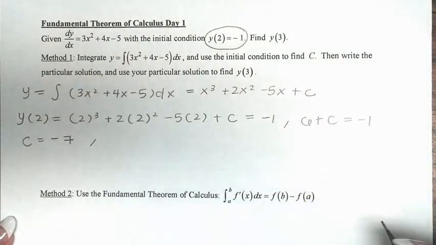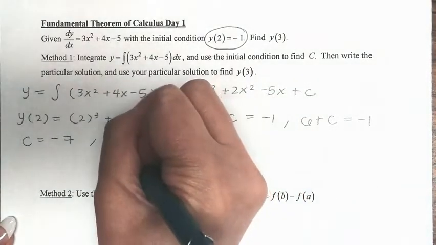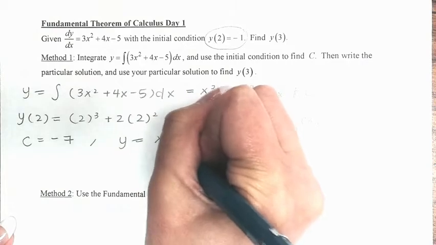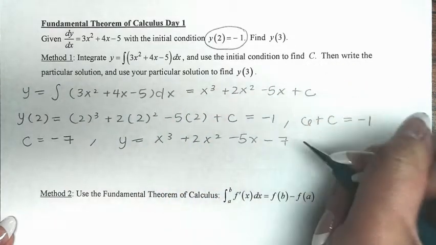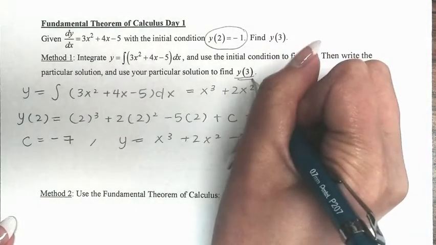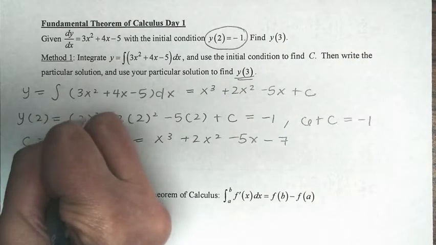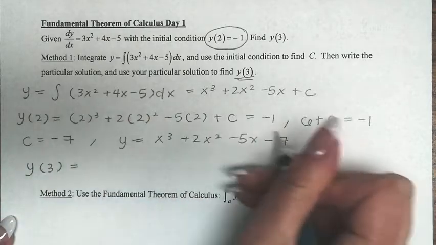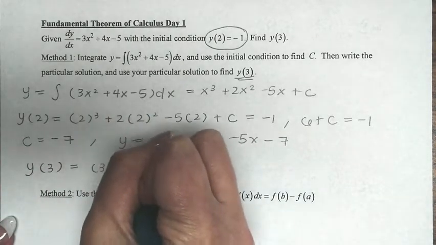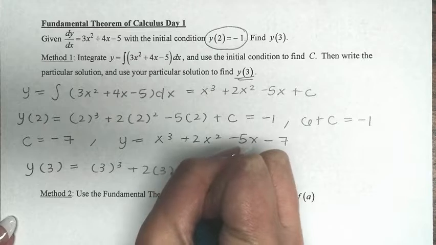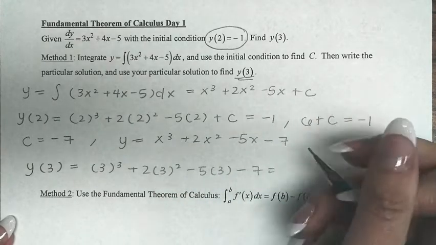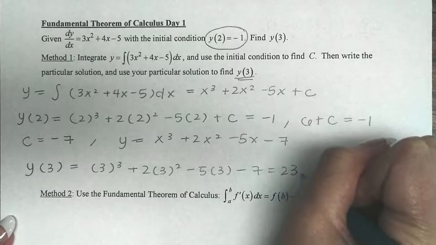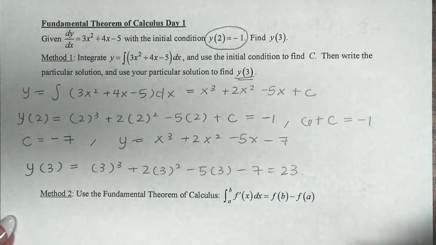With this being said, I pretty much found my y. My y is going to be equal to x cubed plus 2x squared minus 5x minus 7. But that's not what I want. What I want is y evaluated at 3. So you can plug the 3 into your equation y. So you have 3 cubed plus 2 times 3 squared minus 5 times 3 minus 7, and this will give you 23. Therefore, I have that y of 3 is equal to 23. And this is the first method that we're going to use here.